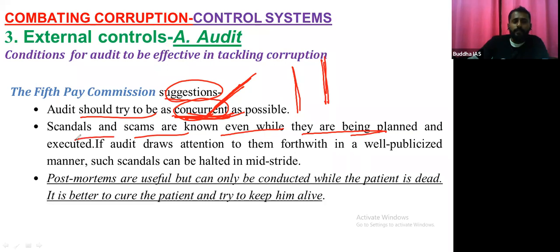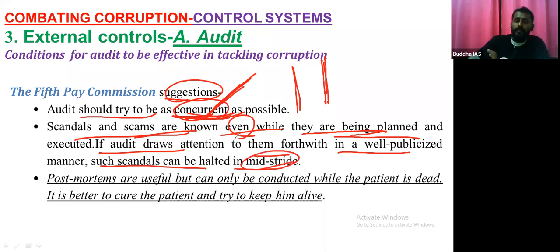Sorry. Scandals and scams are known even while they are being planted and executed. If audit draws attention to them forthwith, in a well publicized manner, such scandals can halt the mild stride. So, if these things are reported very early, we can halt the scandals when they are half done, when they are just in the process itself. Otherwise, what happens? Already the work is over. Already the corrupt activity has been done. After that, it will be just like a postmortem report.